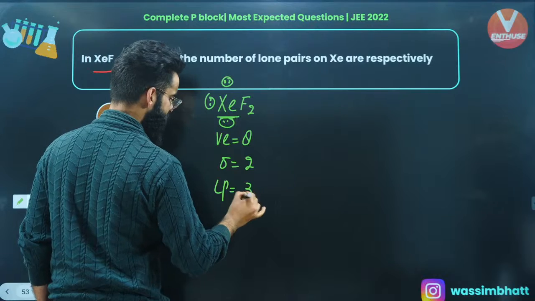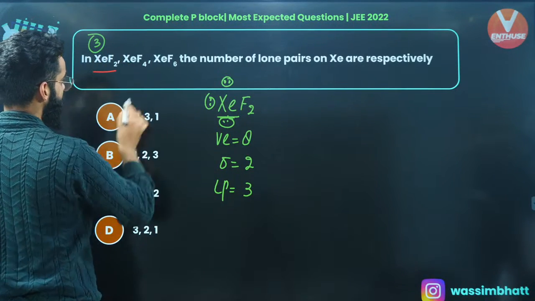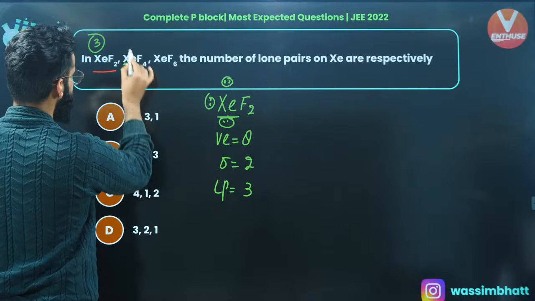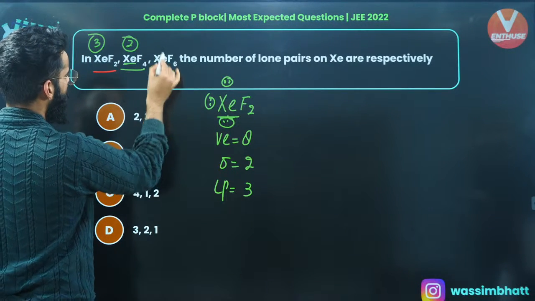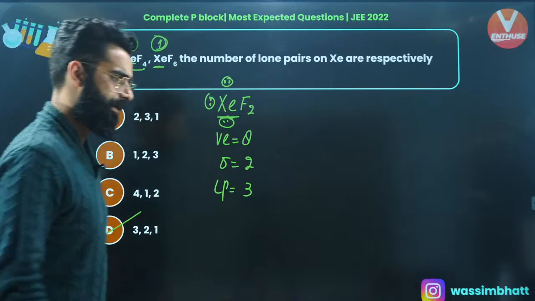So how many lone pairs are there? There are 3 lone pairs. So in XeF2, there are 3 lone pairs on xenon. In XeF4, you can check it out in a similar way, right? The xenon will have 2 lone pairs, and over here, this xenon will have 1 lone pair, right? So 3 to 1 is going to be the correct answer of this particular equation as well.